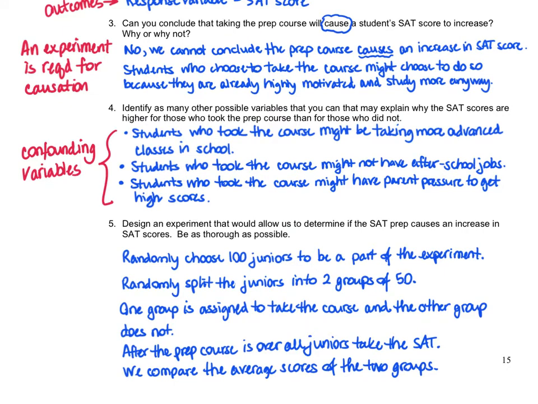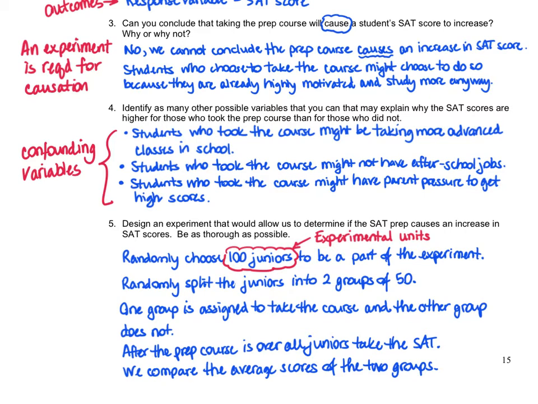Number 5 says, design an experiment that would allow us to determine if the SAT prep class causes an increase in SAT scores. Be as thorough as possible. So we start out by randomly choosing 100 juniors to be part of the experiment. The 100 juniors are going to be our experimental units. That's the terminology for the subjects of the experiment.